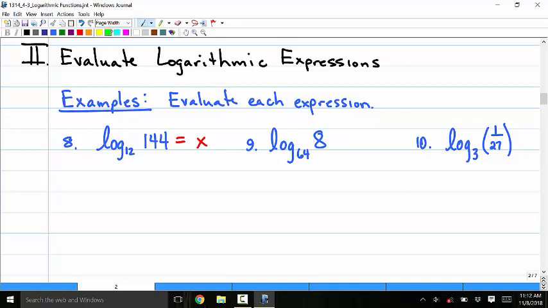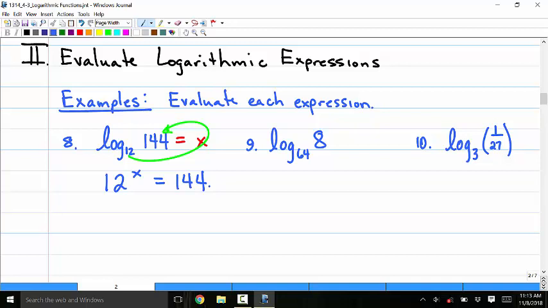So, do you know how to mess with logs yet? Not really. You're not comfortable with it. So let's go back to exponential form. How would you go back to exponential form with this one? 12 to some power equals 144.